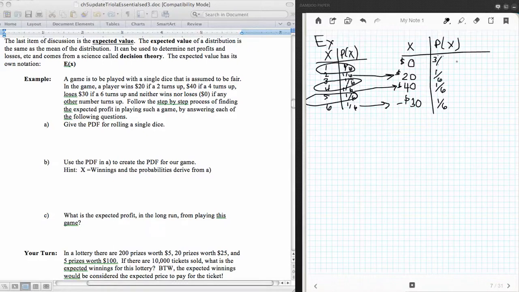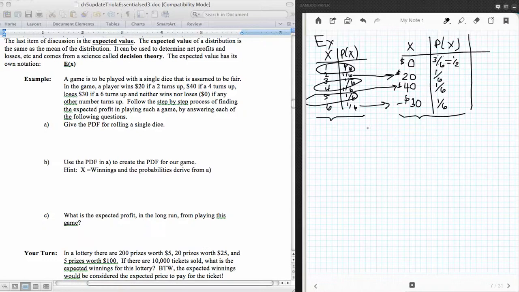And you can simplify that to 1/2, of course, but again, because I'm going to be multiplying to find my expected value, I probably won't want to. So this is my probability distribution of a single roll of a die, and then this is my probability distribution function for my game, where the x's are my winnings and the probabilities are derived as shown.